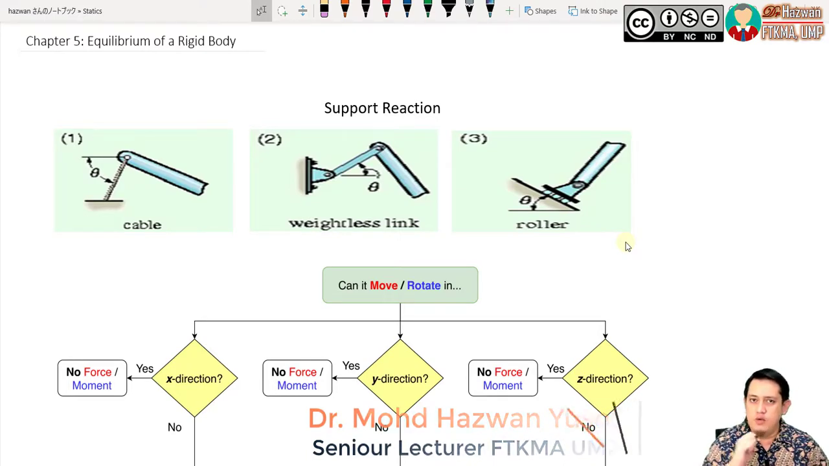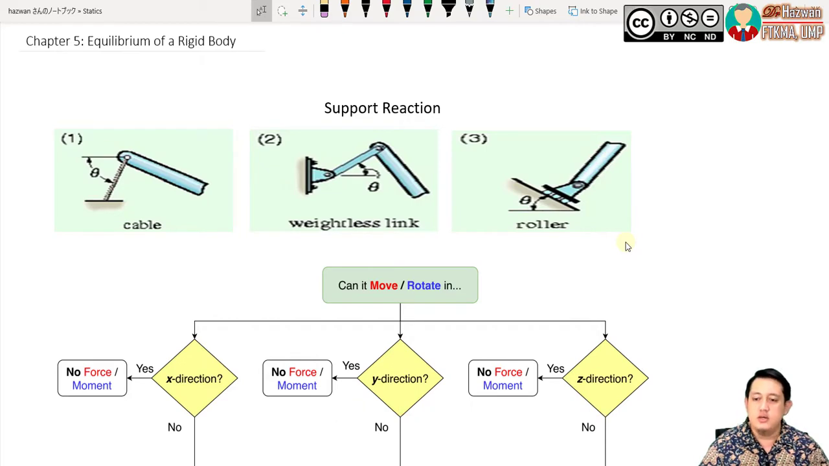Okay, so today we are going to learn a new chapter, which is chapter 5 in the Hibbeler book. The topic is equilibrium of a rigid body. In this new chapter, you will learn about the support reaction, how to determine the reaction, whether we have a force or not, and in which direction the force is, x, y or z. We will also learn about the reaction moment, and see whether it will create a moment or not.